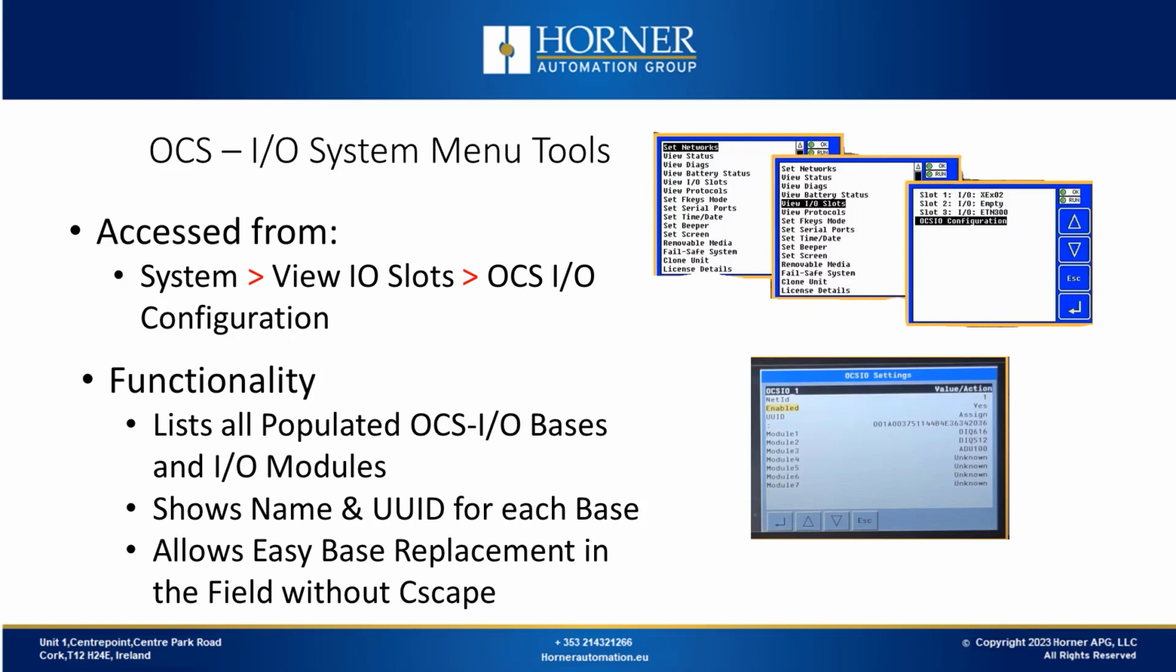On the OCS-IO configuration screen, you're going to be able to see all the bases that are configured with their name, their network ID, their status if they're enabled. We can see the UUID listed there, and then you'll see all the modules that are connected to that base. And you'll see all those details even if you have a multiple base system. And in the case of a multiple base system, if you ever need to replace one of the bases, you will use the system menu to do the replacement, and we'll look at that later.